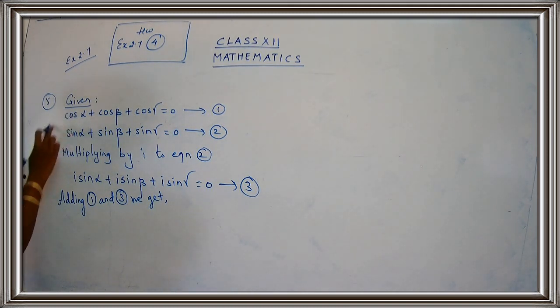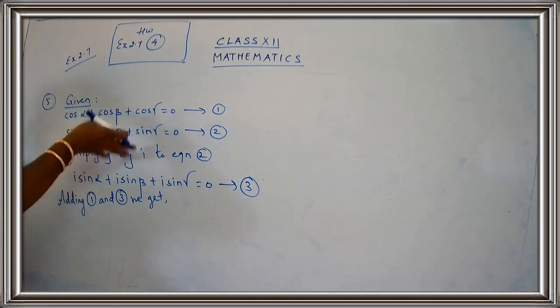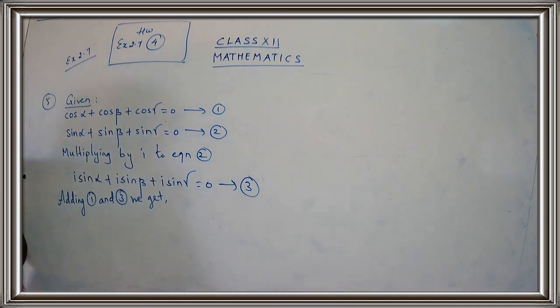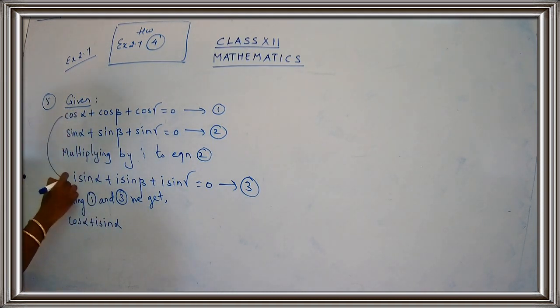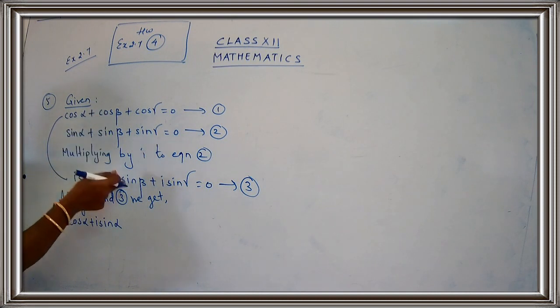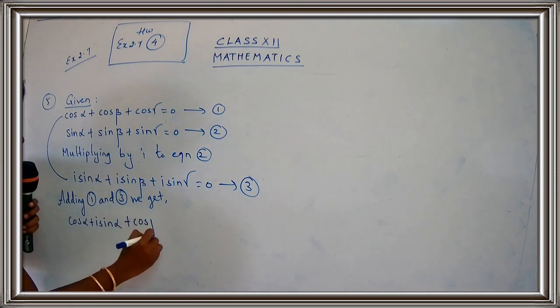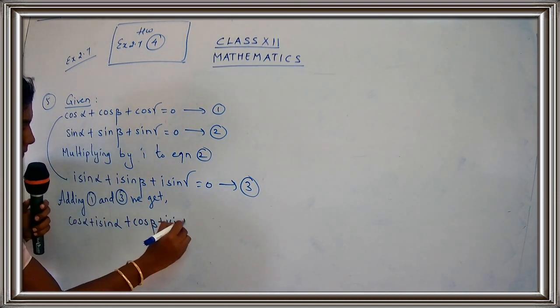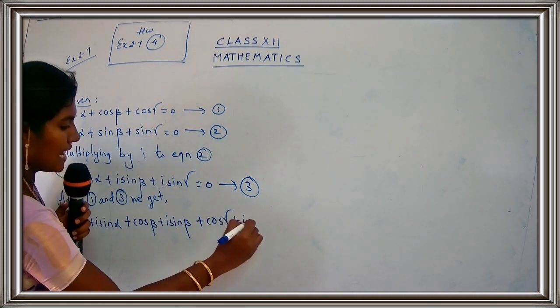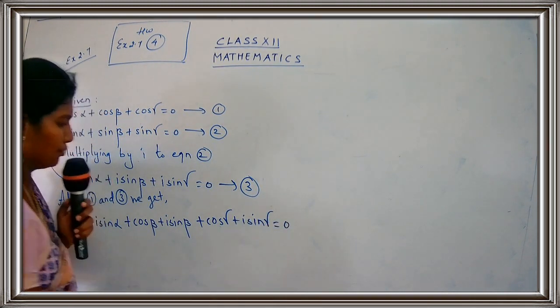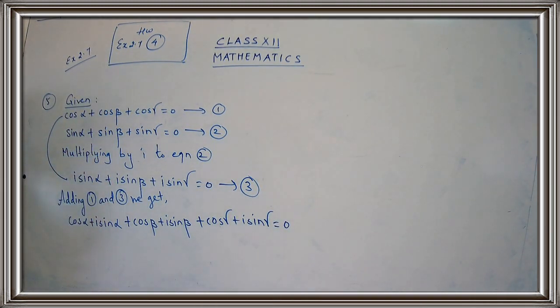So I'm just going to take the alpha terms together, the beta terms together, and the gamma terms together. So what I get here is cos alpha plus i sin alpha, so I have just added the alpha term. Then the beta term, so I get cos beta plus i sin beta, plus cos gamma plus i sin gamma is equal to 0. Okay children, so I have added 1 and 3 over here.